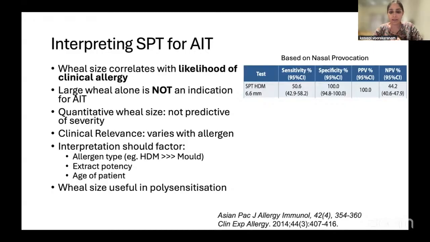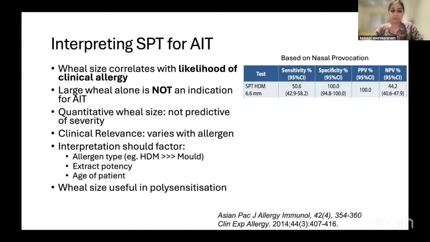This is a study which was done in Europe, wherein they checked the sensitivity and specificity of specific IgE. You see here that the skin prick test wheel flare diameter is 6 millimeters for house dust mites. The specificity is approximately almost 100. This was made based on the nasal provocation. The same patient who was undergoing a specific skin prick testing was made to undergo a nasal provocation test as well.